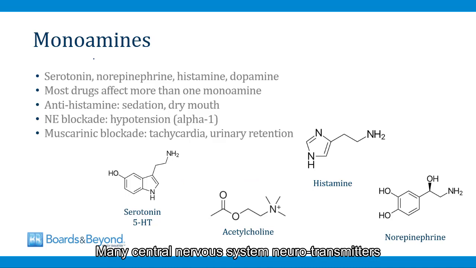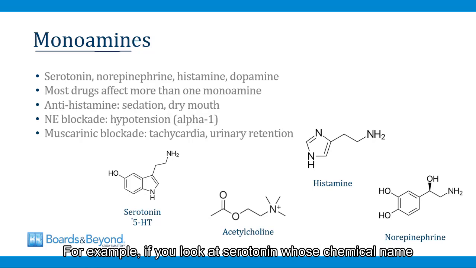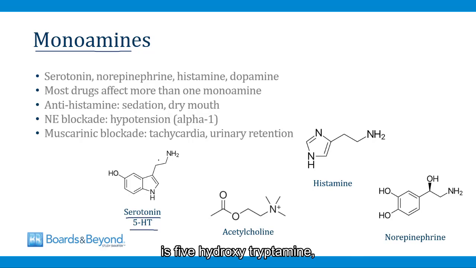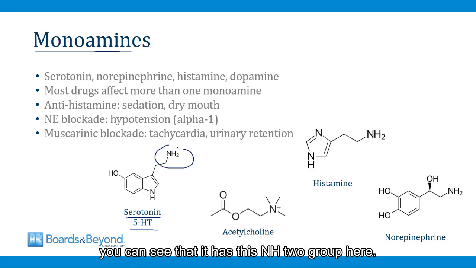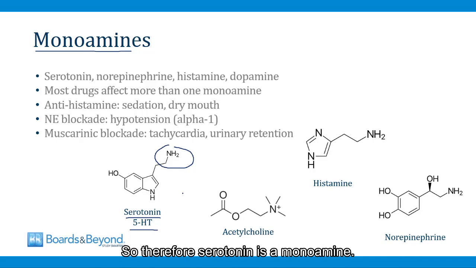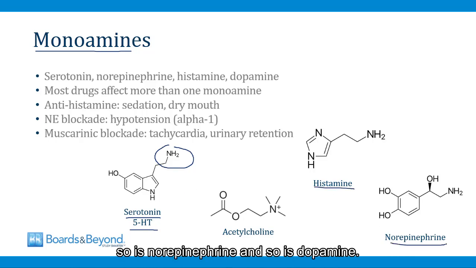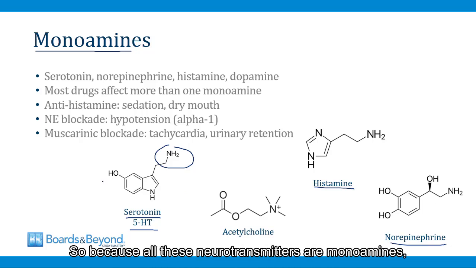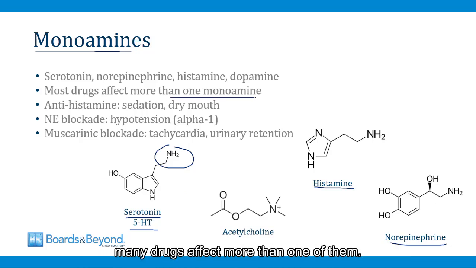Many central nervous system neurotransmitters have a chemical structure called a monoamine. For example, if you look at serotonin, whose chemical name is 5-hydroxytryptamine, you can see that it has this NH2 group here. That's an amine group, and there's only one of those groups, so therefore serotonin is a monoamine. And histamine is also a monoamine, so is norepinephrine, and so is dopamine. So because all these neurotransmitters are monoamines, many drugs affect more than one of them.